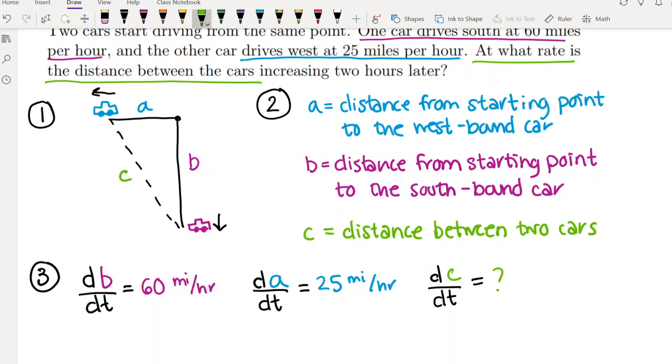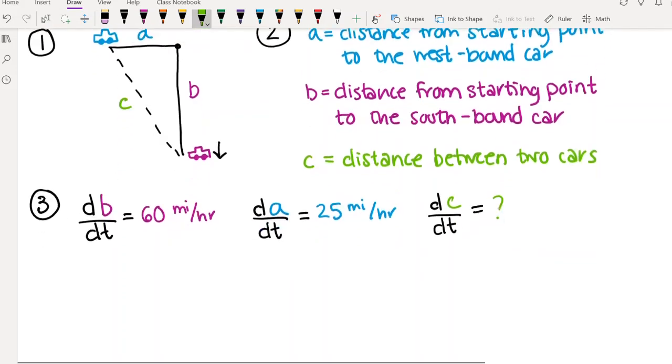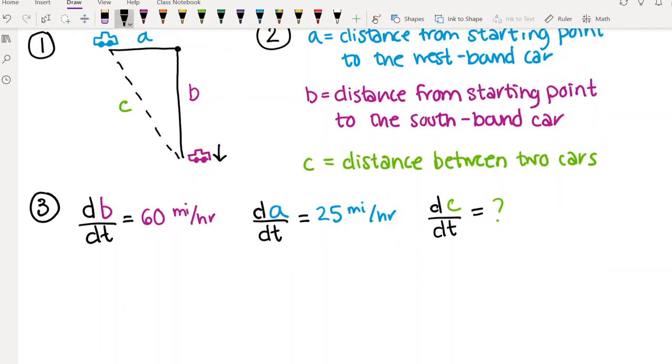All right, so that is taking care of all the laying out of the information in the question. The next thing we want to do is write down an equation that relates A, B, and C, because those are the quantities in our question. What equation do we have that relates A, B, and C? Well, the Pythagorean theorem, right? Because it's a right triangle. So we can say that A squared plus B squared is equal to C squared.